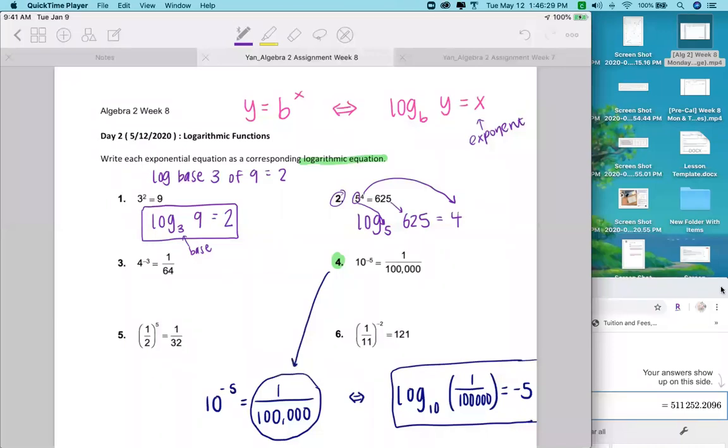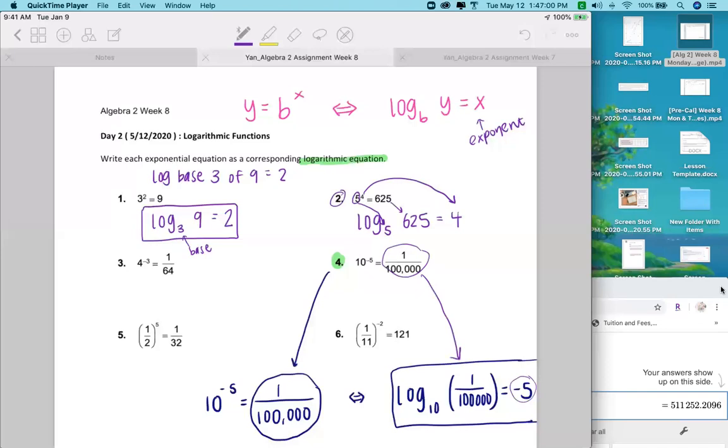So number 3, well, I did number 4 for you, so number 3 is really similar. If you look at number 4, I still have my log base 10 of 1 over my whole fraction right here equals my exponent. My exponent is always on the other side. And I did not do anything to the fraction. I just left it as it is.